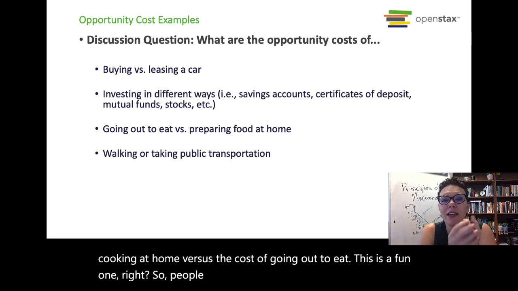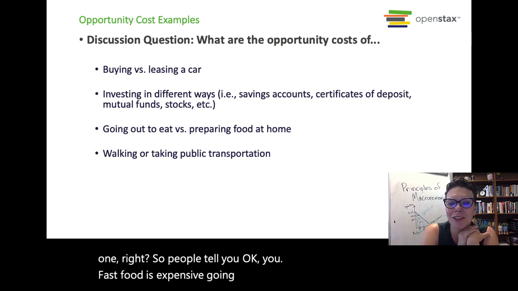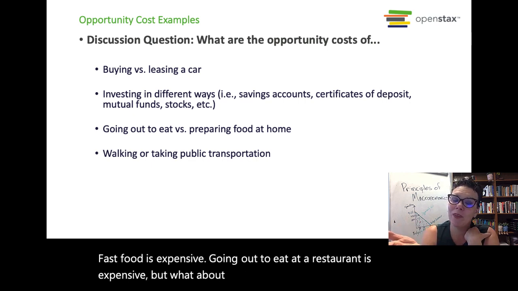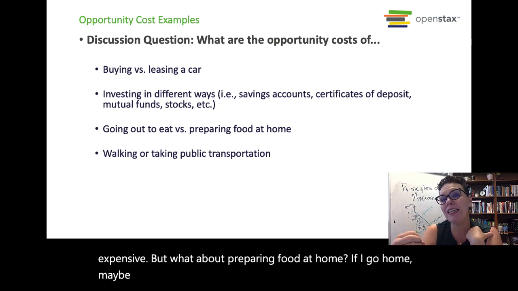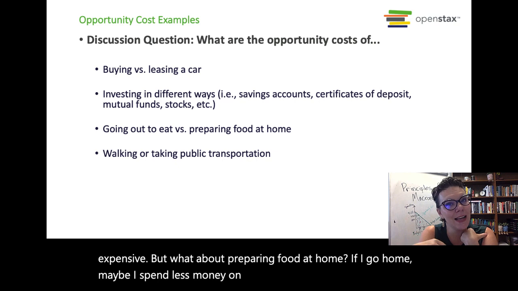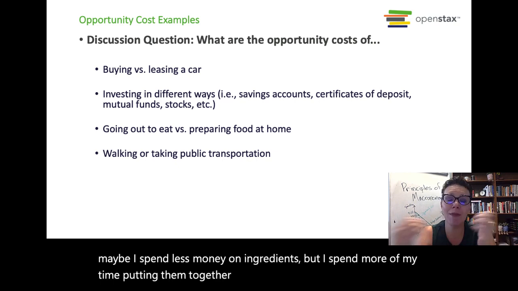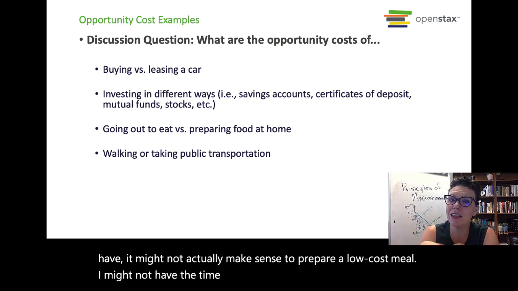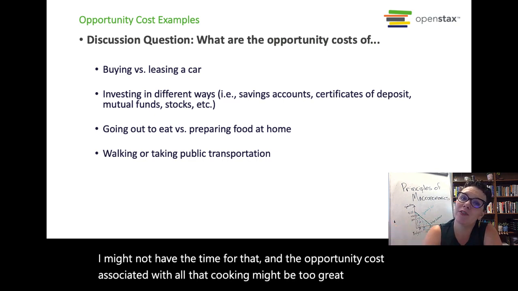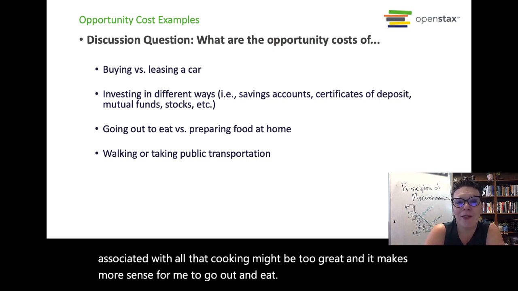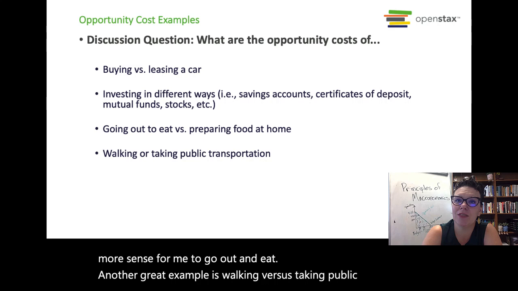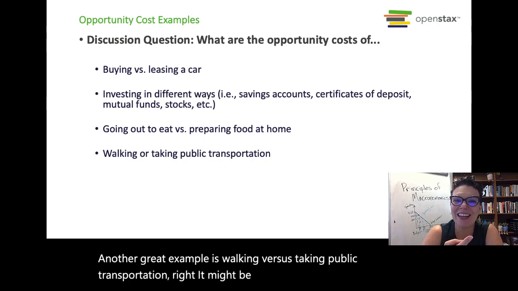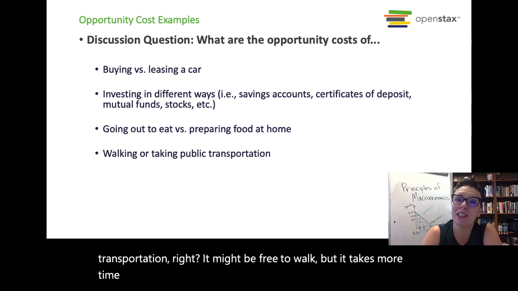So people tell you, okay, fast food is expensive, going out to eat at a restaurant is expensive, but what about preparing food at home? If I go home, maybe I spend less money on ingredients, but I spend more of my time putting them together. So depending on how much time I have, it might not actually make sense to prepare a low-cost meal. I might not have the time for that. And the opportunity cost associated with all that cooking might be too great, and it makes more sense for me to go out and eat. Another great example is walking versus taking public transportation, right? It might be free to walk, but it takes more time than usually using public transportation.